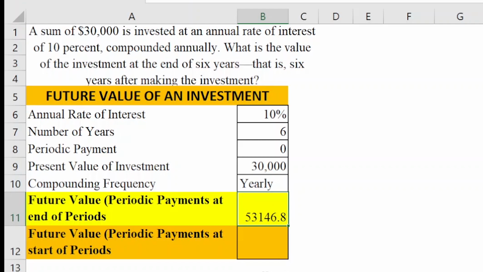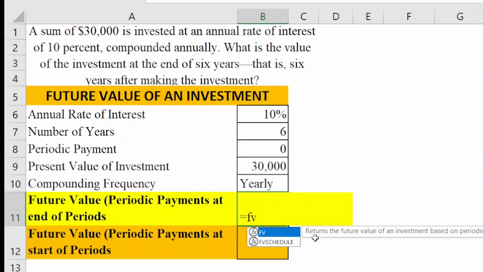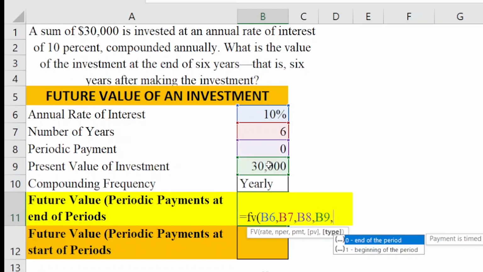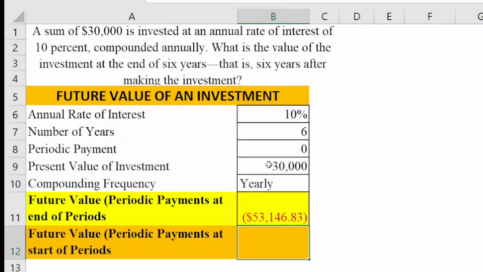But instead of applying this formula, we can compute this by using a Microsoft Excel function, and we have the future value function to compute the future value of lump sum amount, that is equal to FV, start the parenthesis, rate is 10%, NPER number of payments, that is 6, the payment amount 0, the present value is 30,000, and 0 if the payments are made at the end of the period, and 1 if the payments are made at the start of the period. So firstly, we compute where payments are made at the end of the period, so we will press 0, close the parenthesis and press enter. So the future value of this amount will be computed.